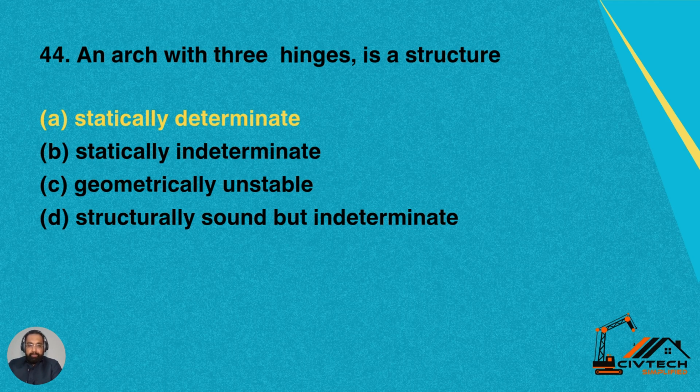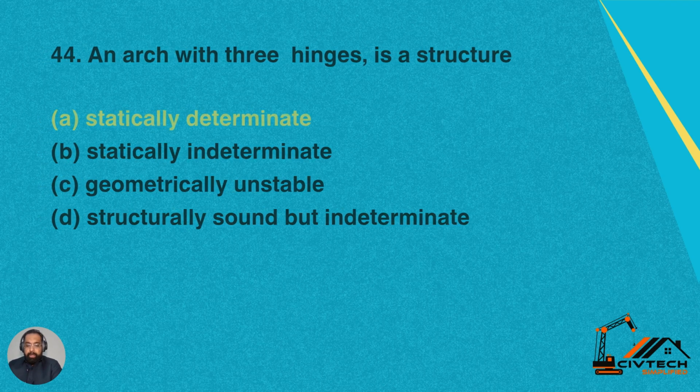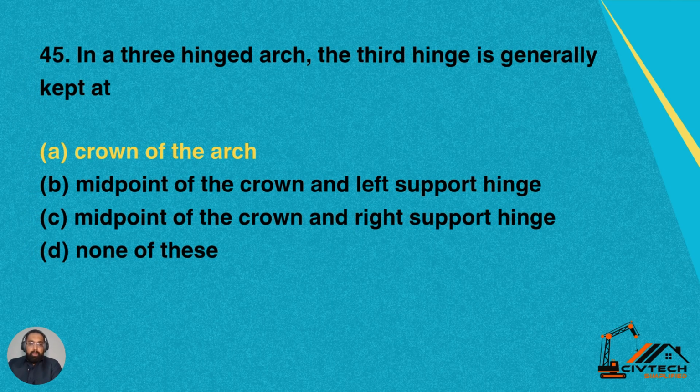44. An arch with three hinges is a structure. Option A, statically determinate; option B, statically indeterminate; option C, geometrically unsuitable; option D, structurally sound but indeterminate. An arch with three hinges is a statically determinate structure. Option A.